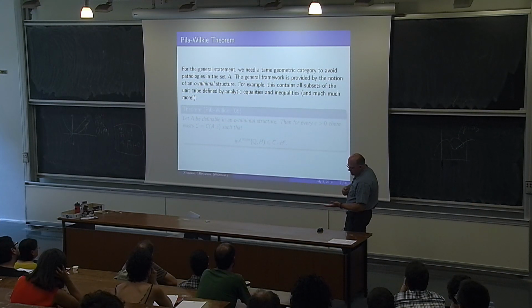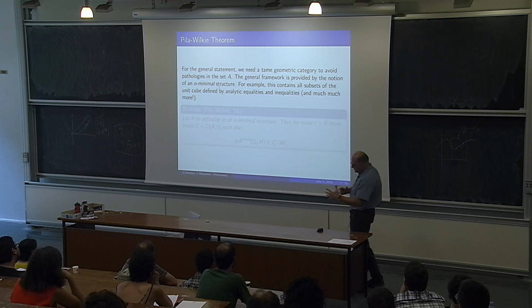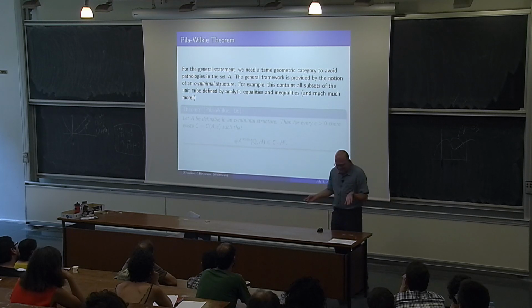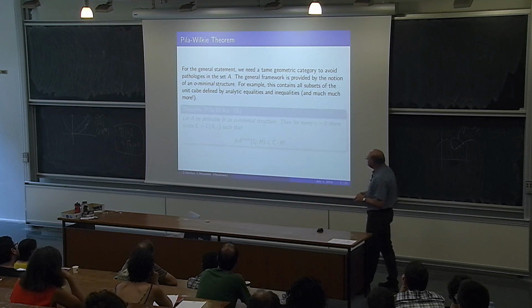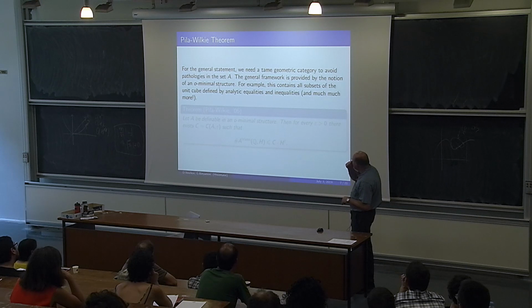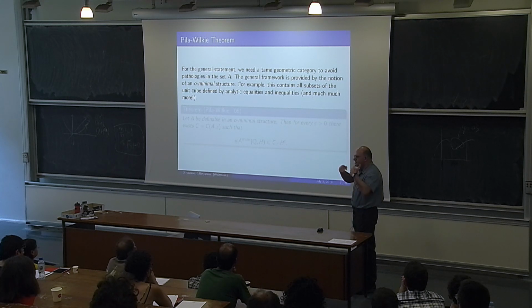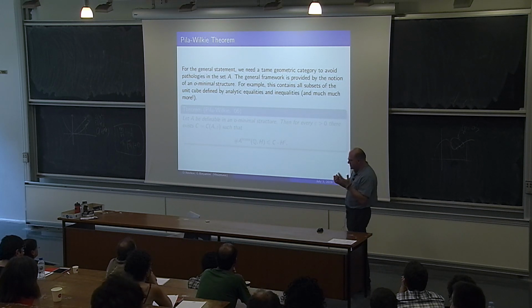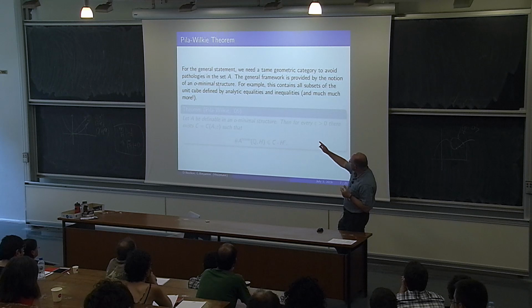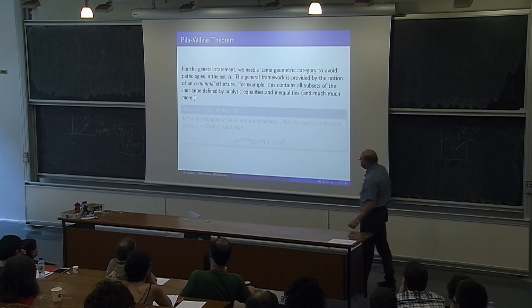So you have to take your set from some tame category, one where you are able to work with the set. It turns out that the general framework is o-minimal structures. This is a class of structures which generalize semi-algebraic sets, and we'll meet two examples in a way.